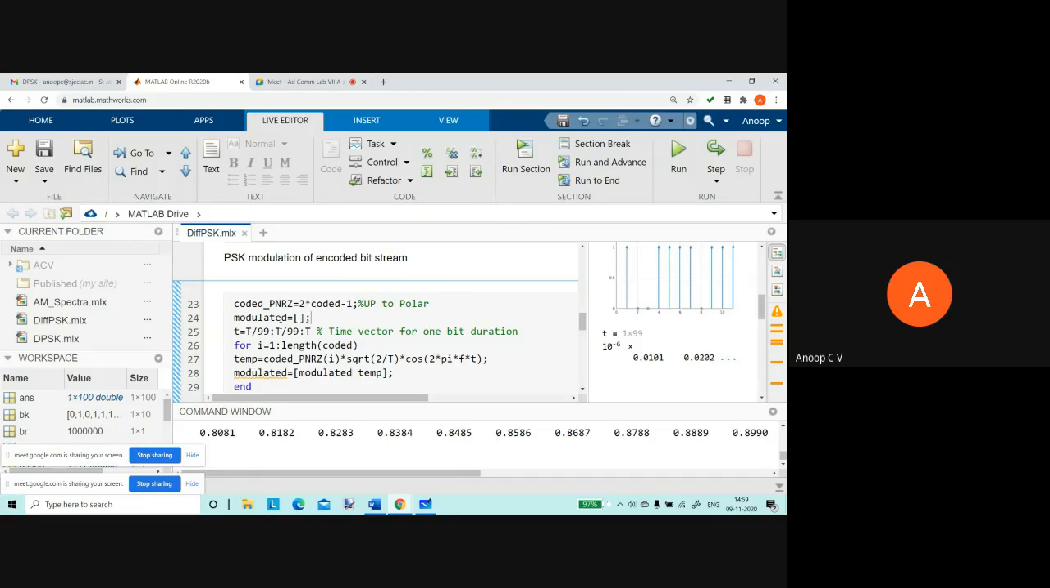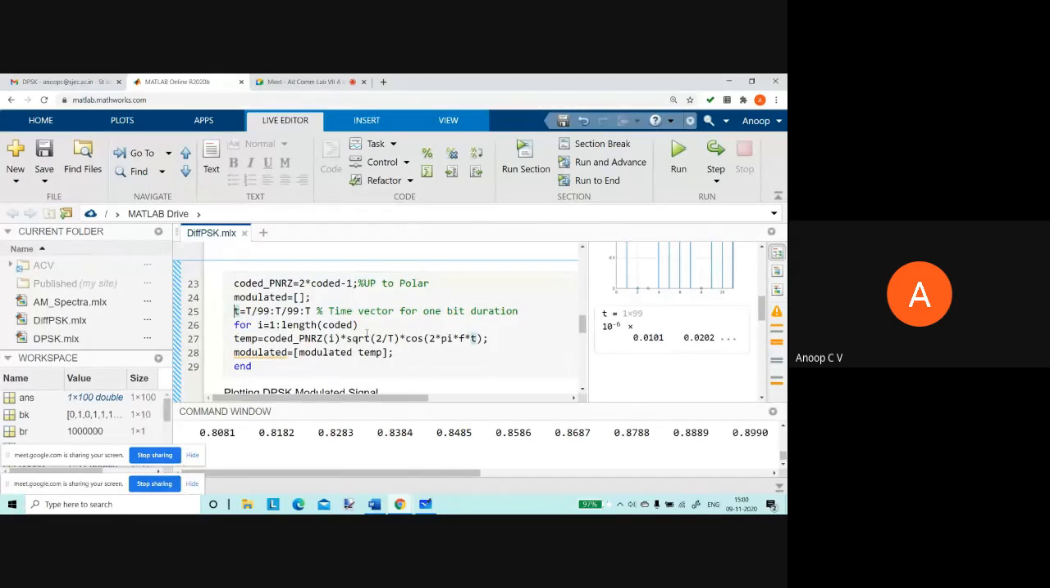So here I have used this, starting from T by 99 to T, we are considering 100 samples. So that's what I've done here. Now this is the time axis for 1 bit duration.